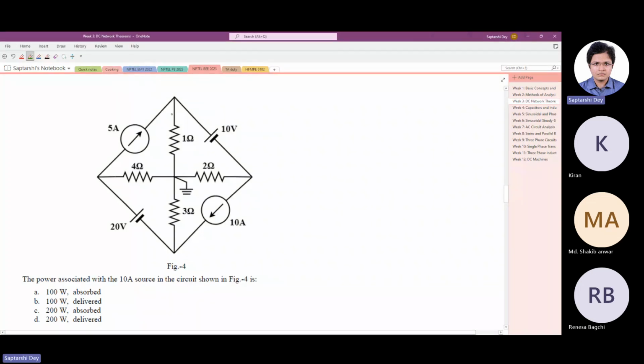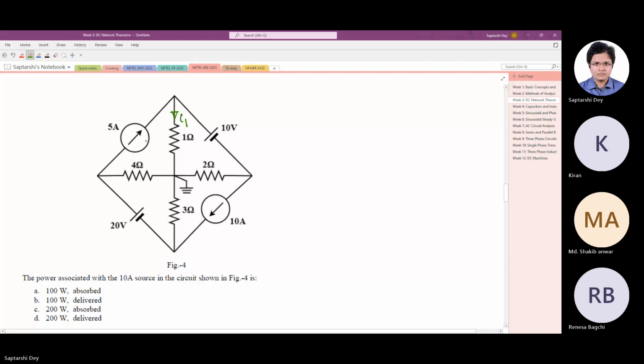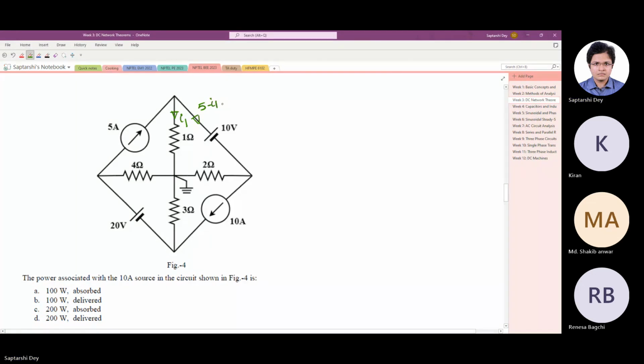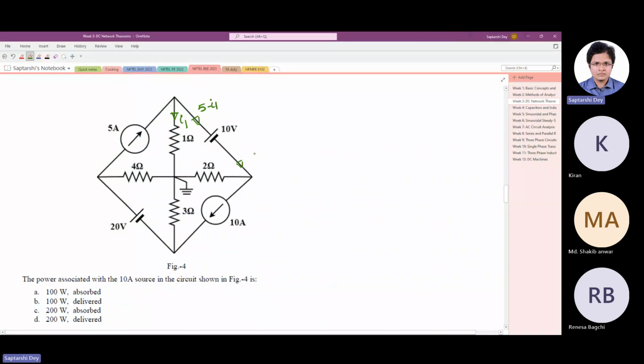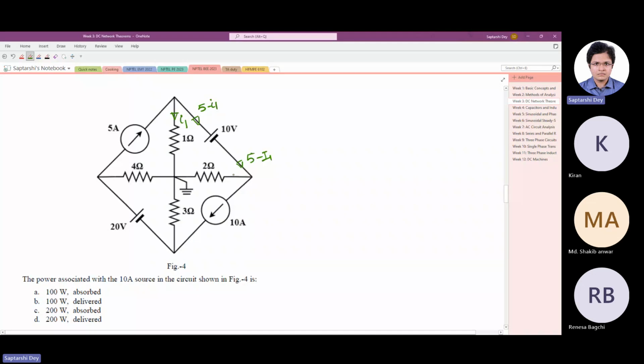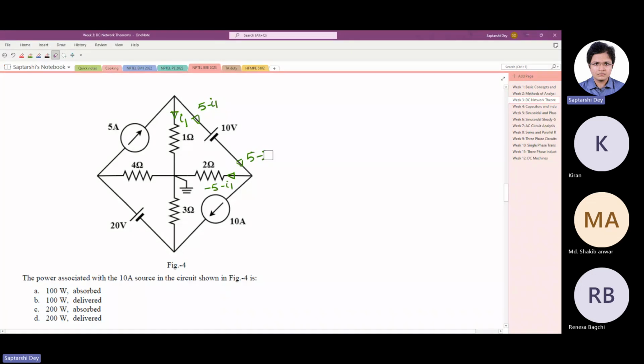So I will take, let us say, I1 ampere of current flowing in this branch. So 5 was going this way, I1 goes out, so this is 5 minus I1. So this was 5 minus I1, out of which 10 goes away. So what we are left with is minus (5 minus I1). Sorry, small i1. That is going through this branch. That's all we have from here.